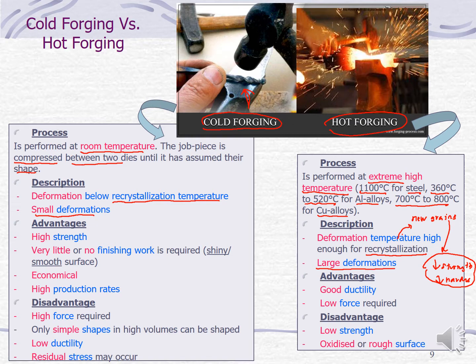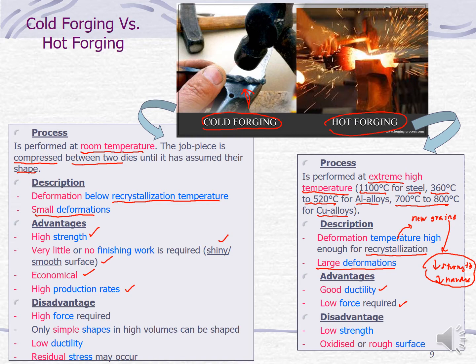How about the advantages? Cold forging: the metal will have high strength. Very little or no finishing work. The end product is shiny, with a smooth surface. Economical and high production rates. For the hot forging, the sample will have a good ductility. Low force is required. You just need a very small force in order to deform the metal during the hot forging process because the metal is softened due to the temperature.